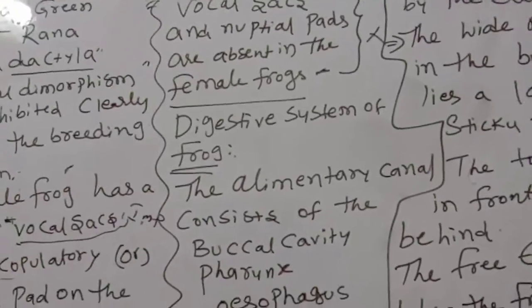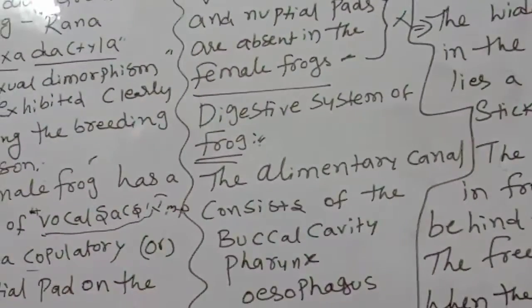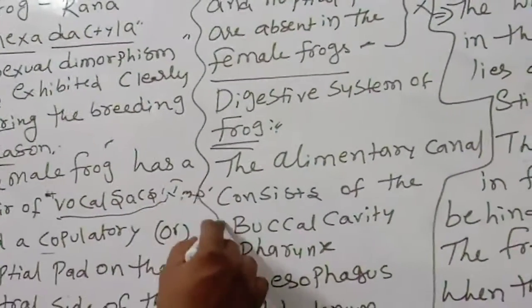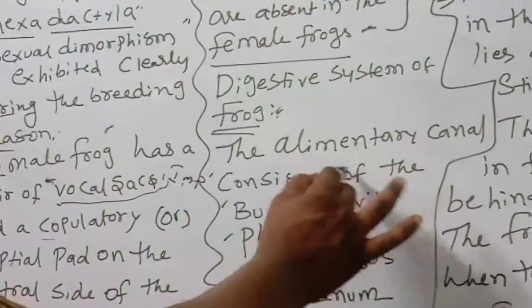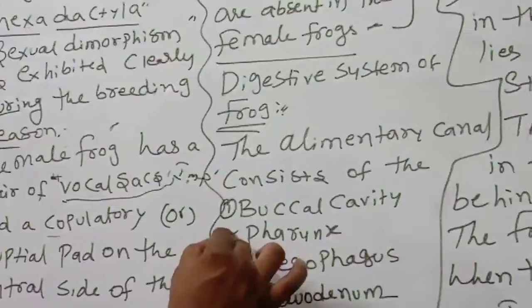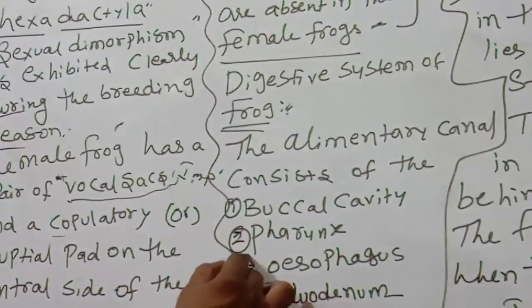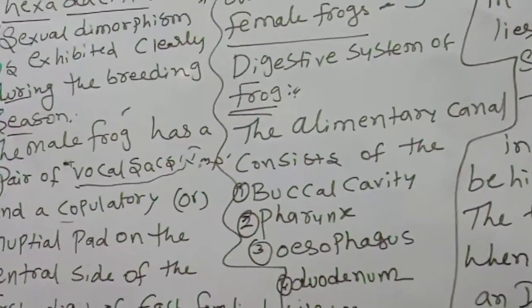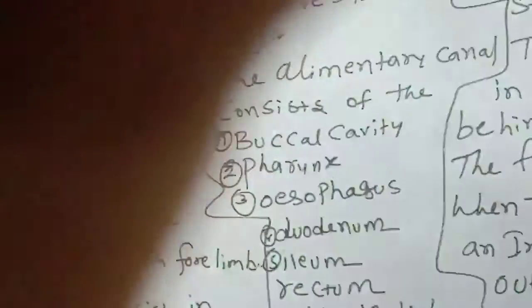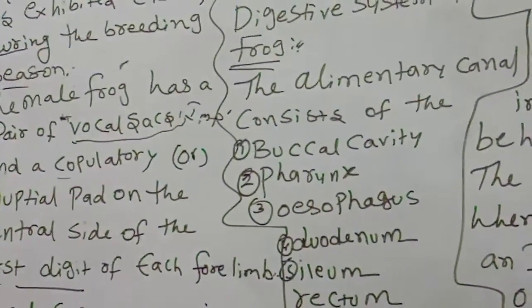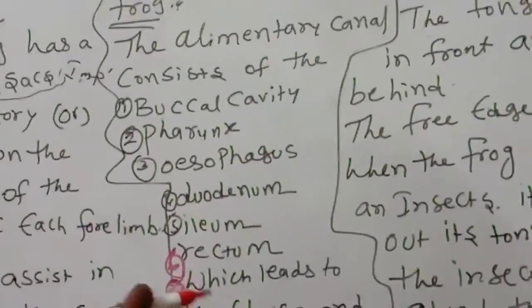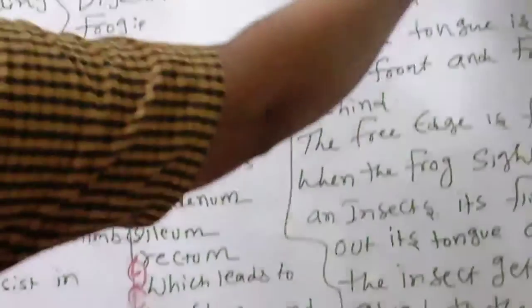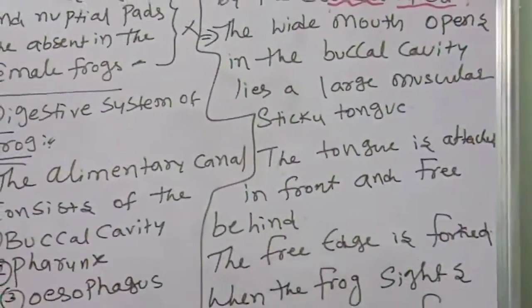Next, the digestive system of the frog we are discussing. The alimentary canal consists of buccal cavity, pharynx, esophagus, duodenum, ileum. You should remember all these. Next, rectum, which leads to the cloaca and opens outside by the cloacal aperture.